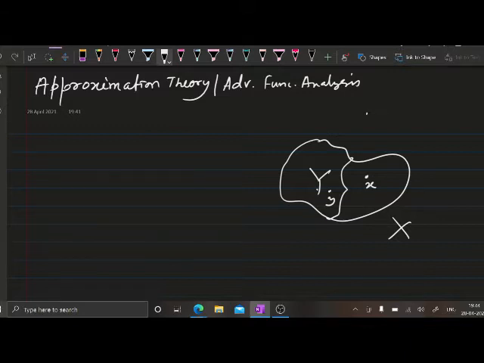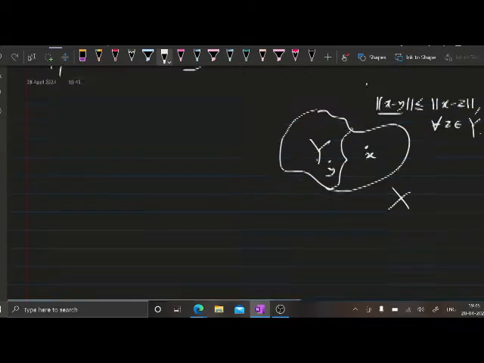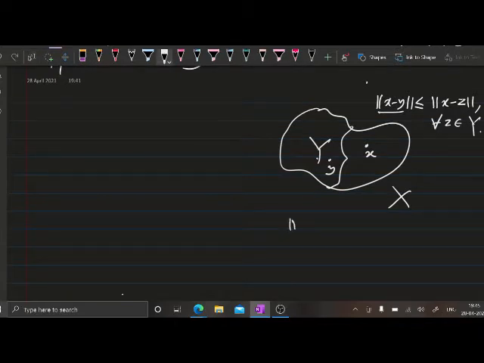if norm of x minus y will be the least norm, that is, norm of x minus y will be less or equal to norm of x minus z for all z belongs to Y. Then you call this y a best approximation from capital Y to x, or in other words, this will be the infimum of all those norms.